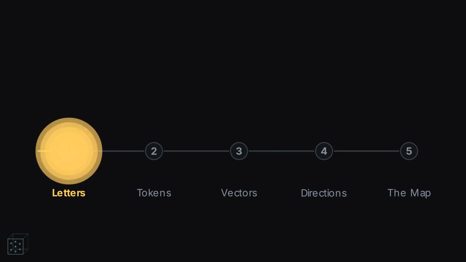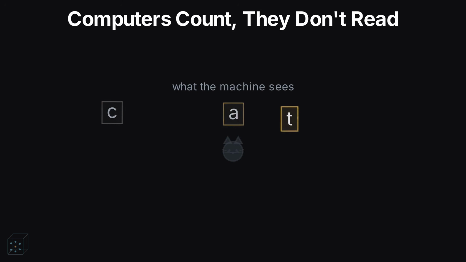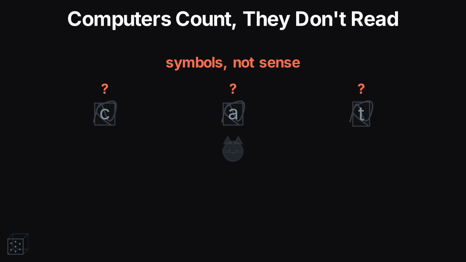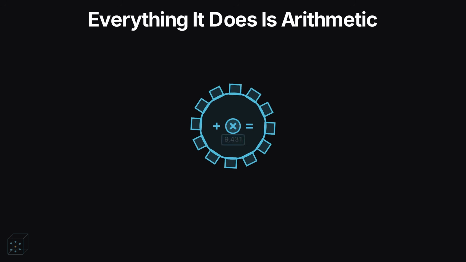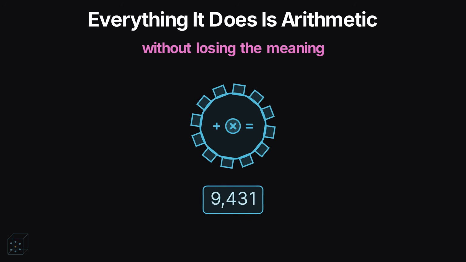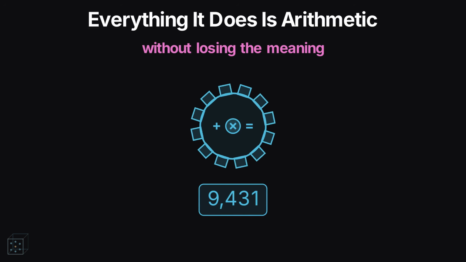Part 1. Computers don't read, they count. Picture the word cat. To you, that's an animal, a pet, a whole little bundle of meaning. To a computer, it's just 3 shapes on a screen, C, A, T, with no more meaning than 3 random doodles. The machine sees symbols, it does not see sense. And yet everything a model does, comparing, scoring, predicting, is arithmetic. So if we want a machine to work with language at all, we have to hand it language it can compute with. We have to turn words into numbers. The only question is how to do it without losing what the words mean.